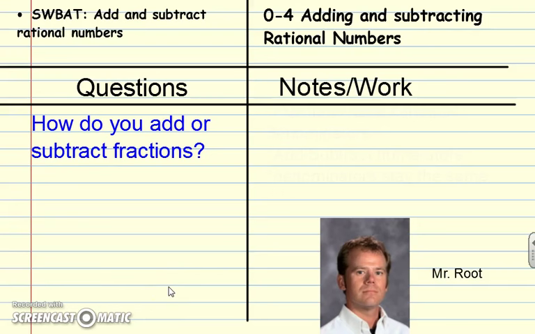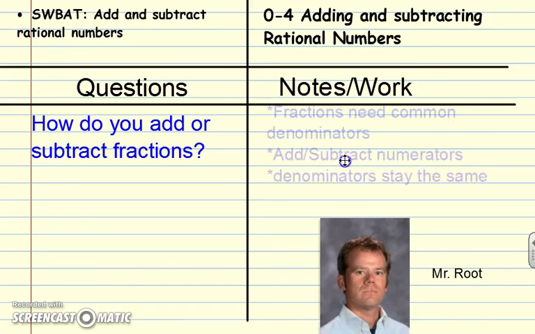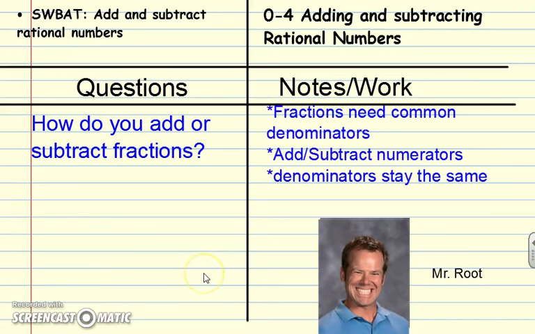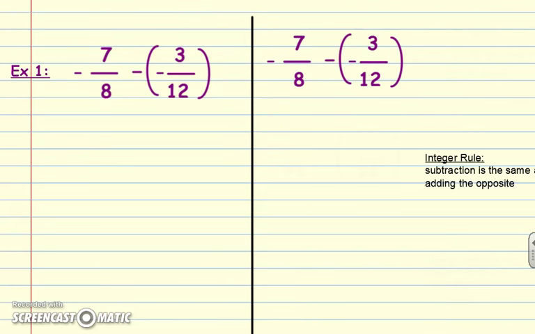So, first of all, how do you add or subtract fractions? A few things you need. You need to have fractions that have common denominators. Once you have common denominators, you can add or subtract the numerators, and then the denominator just stays the same. So we have our first example, negative 7/8 minus negative 3/12.